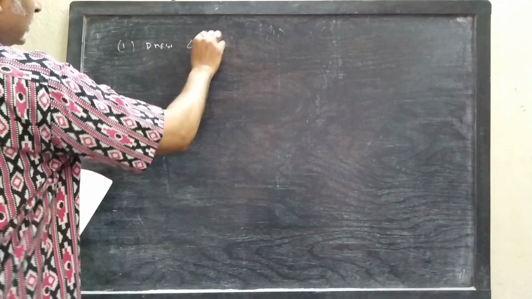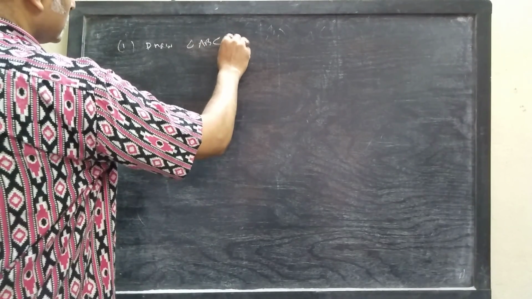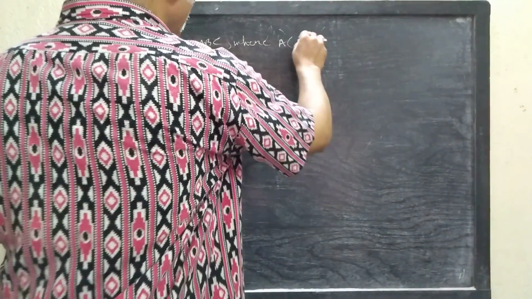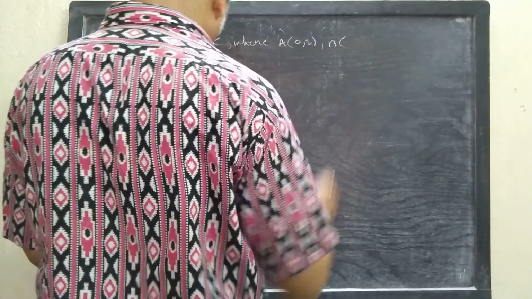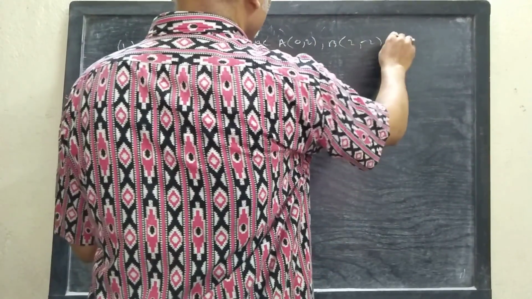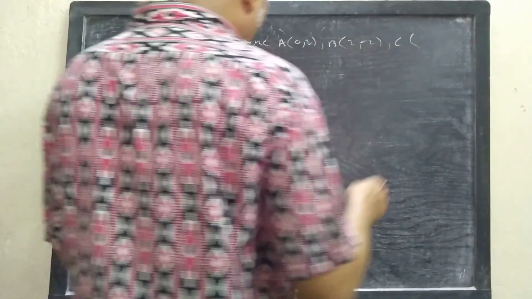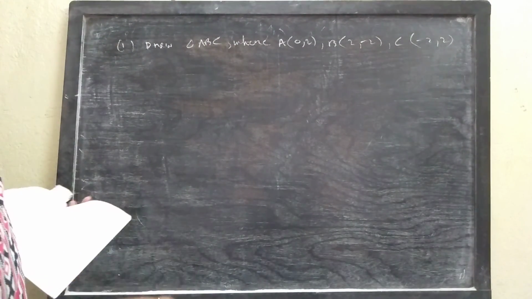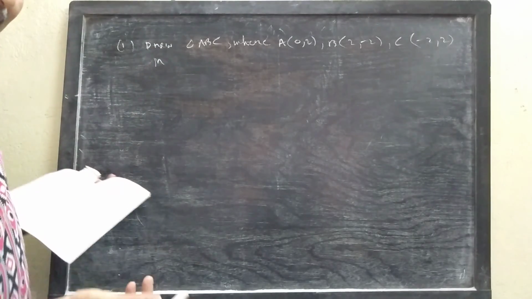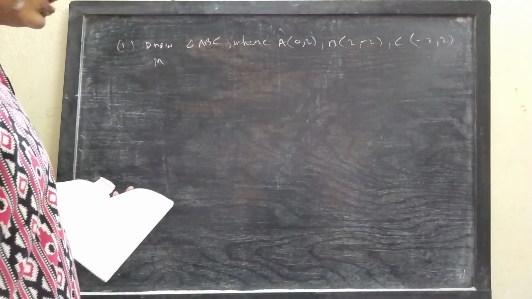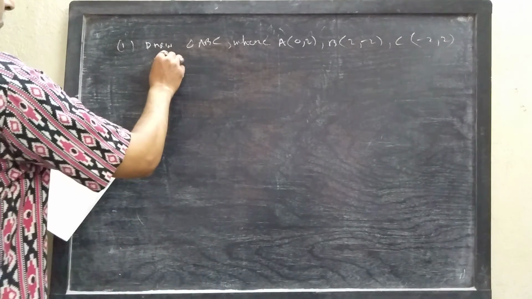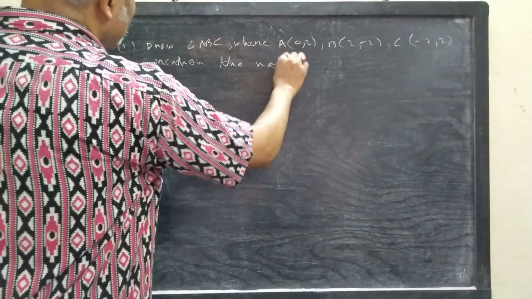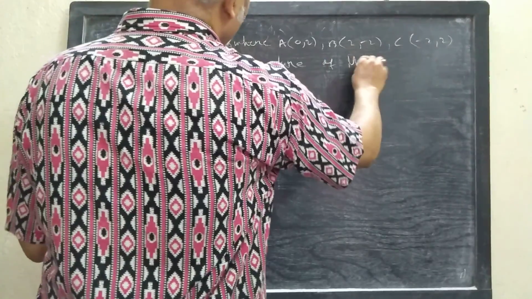Draw triangle ABC where A has coordinate (0, 2), B has coordinate (2, minus 2), C has coordinate (minus 2, 2), and mention the nature of the triangle ABC. You have to mention whether it is scalene or isosceles or right angle triangle or equilateral. After drawing it, you have to mention the nature of the triangle.